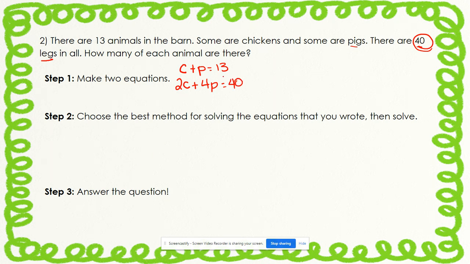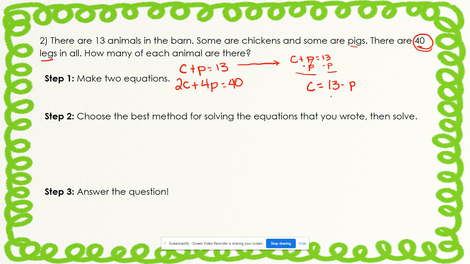Now that we have our 2 equations, we're going to come up with a method of solving. A lot of times, substitution is going to be the best method because you have variables that have coefficients of 1. So in this case, I'm going to take my first equation, which is C plus P equals 13, and I'm going to get C by itself. So I'll subtract P from both sides. These are going to cancel and leave me with C equals, and I can write 13 minus P or negative P plus 13 because they're the same thing.